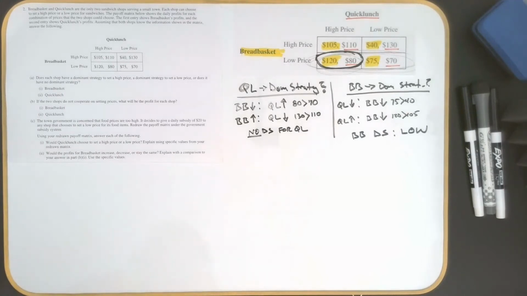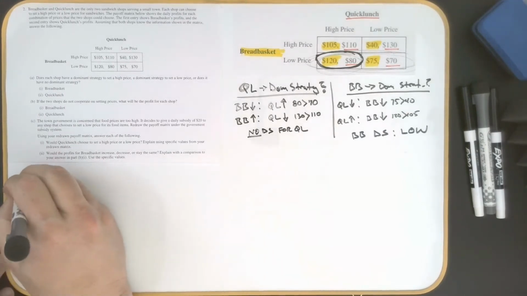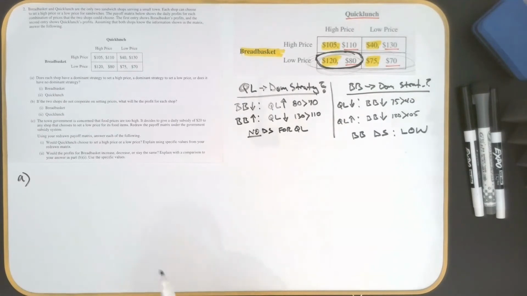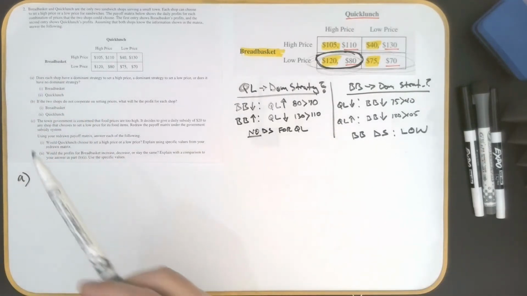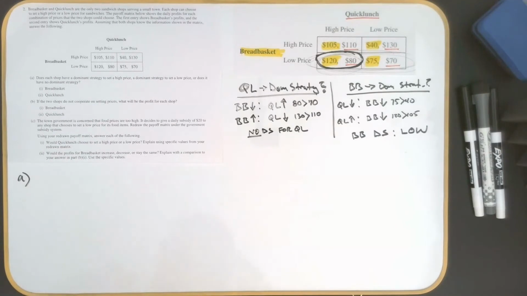All right, so let's go over here to Part A. Let's read the question now. Breadbasket and Quick Lunch are the only two sandwich shops serving a small town. Each shop can choose to set a high price or a low price for sandwiches. The payoff matrix to the right shows the daily profits for each combination of prices that the two shops could choose. The first entry shows Breadbasket's profits, and the second shows Quick Lunch's. Assume that both shops know the information shown in the matrix.